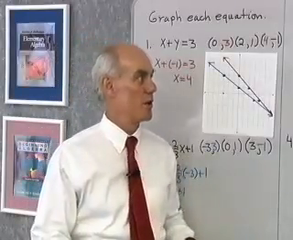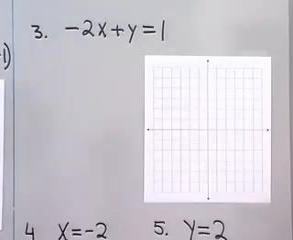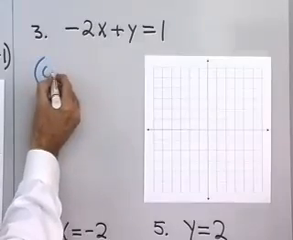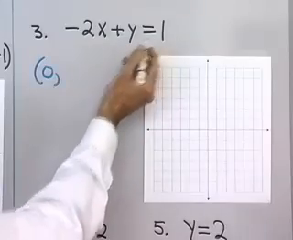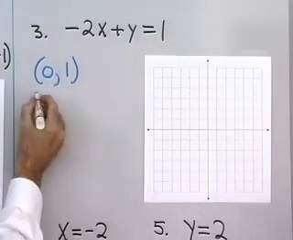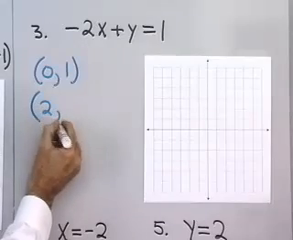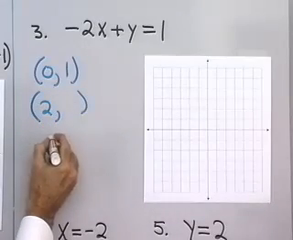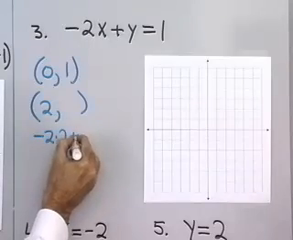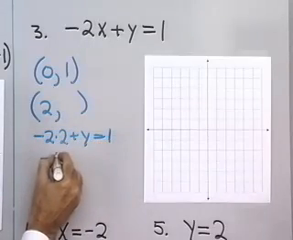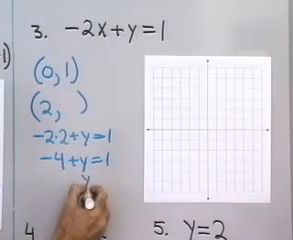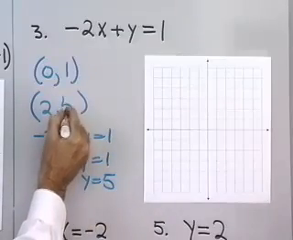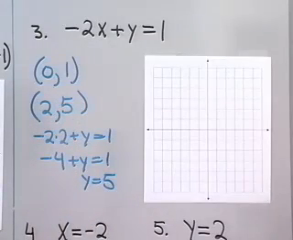Let's try another one in which we choose the ordered pairs ourselves. So here I have negative 2x plus y is equal to 1. Let's let x be equal to 0. Then I have negative 2 times 0 is 0, plus y is y equal to 1. Let's let x be equal to 2. And then I have negative 2 times 2 plus y is equal to 1. That's negative 4 plus y is equal to 1. Add positive 4 to both sides, y will be equal to 5.